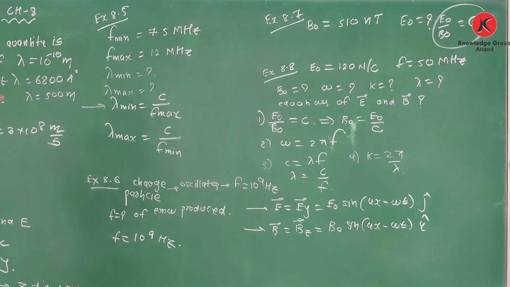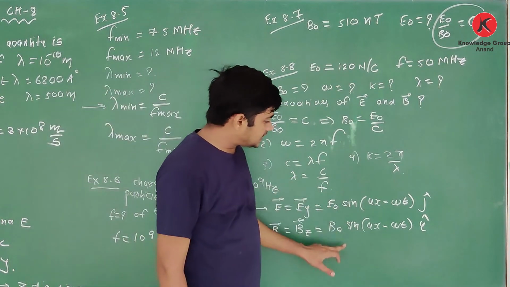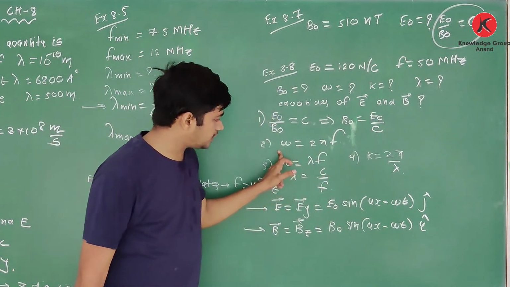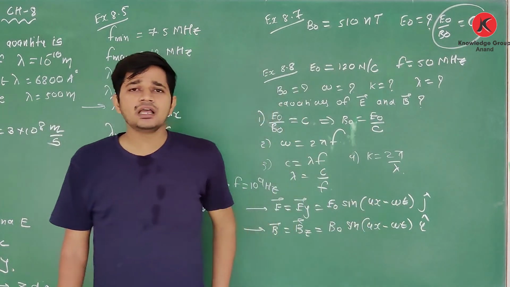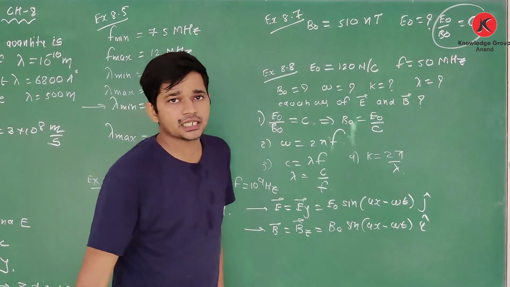So E0, here it is. B0, you have to find. Sin k, here it is, x, that is x. Omega is here, and t, that is t. So again, equation based questions, you can solve it easily. Okay.